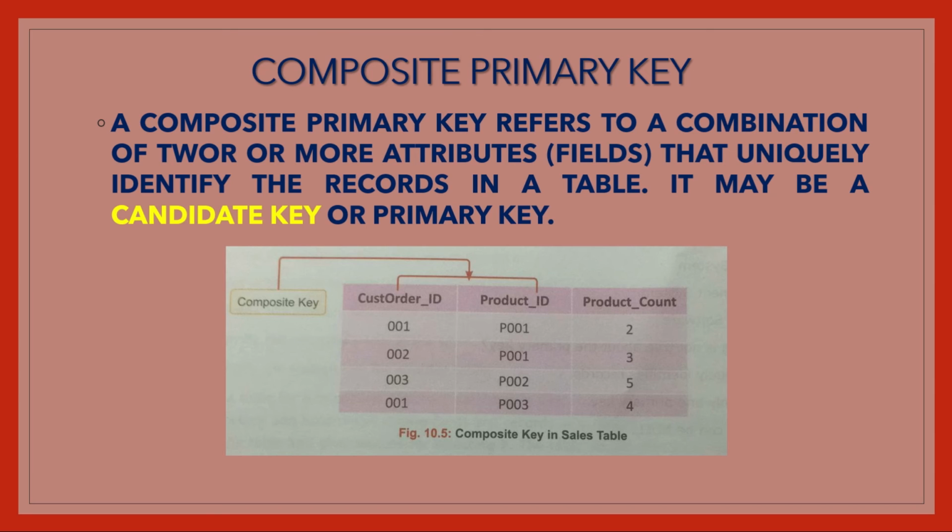That is why customer ID and product ID together have become a composite primary key. So any duplication will not be possible. Suppose you try to enter 001 and P001 again, you will not be able to do that.